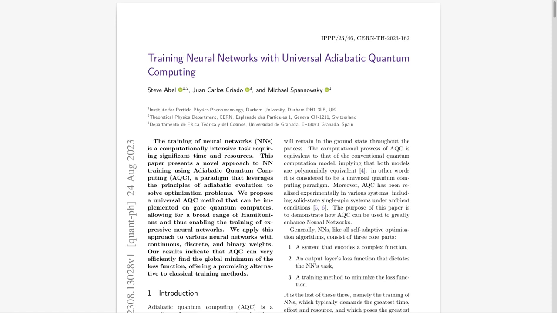Exactly. And the authors of this paper are suggesting that there might be a more elegant way to navigate this complex landscape using quantum computing. The paper focuses on using AQC to find those global minimums, those truly optimal solutions, much more efficiently. And what's really interesting is that they suggest a way to potentially simplify the whole process by rethinking how we even represent information in neural networks in the first place. I'm intrigued. How does that work?